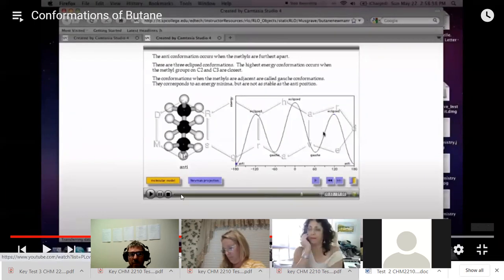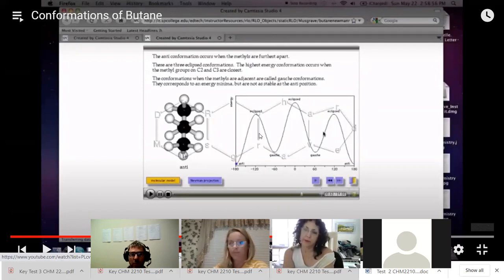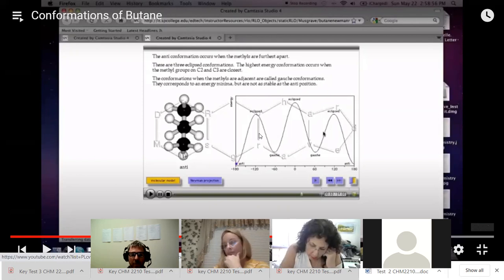Because, Rebecca, to piggyback on a question you had earlier, anything I give you will always have just something replacing these methyl groups. It could be anything, but it doesn't matter what that thing is. Whatever we get is always going to have that same energy profile every single time. That makes sense. Okay. Does anybody have any questions?